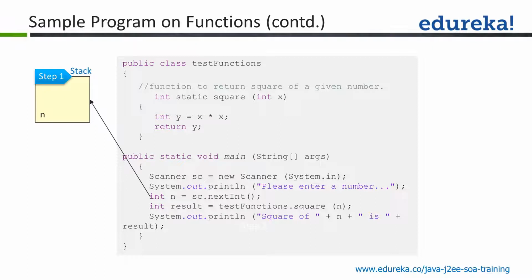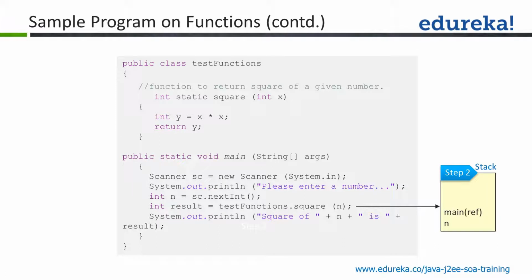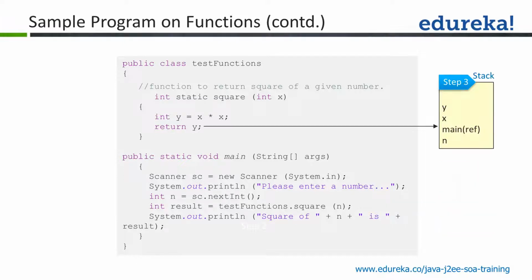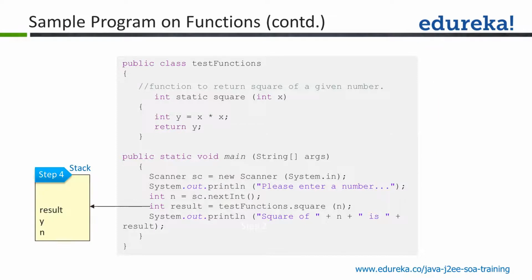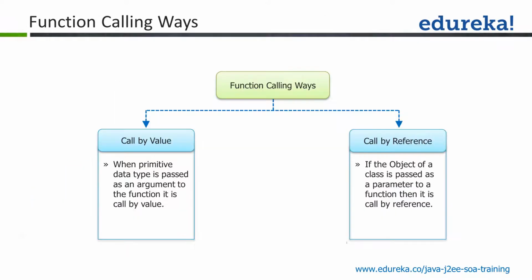First of all, whatever number you are passing is going to be pushed into the stack. Thereafter, your control will be transferred to the square of a number method. Your main reference will be pushed into the stack because control transfer happens now. After the control transfer, x and y will be created in the stack, along with whatever you are doing in the method. Once your method is finished, control will be returned back to main, and now result will be created in the stack. The moment your main method finishes, all this stack will be cleared.